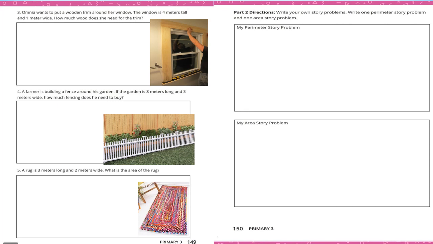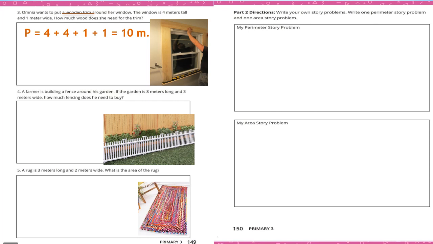She is putting a wooden trim around here. It's like the fence of the garden. So we are calculating here the perimeter. Perimeter of a rectangle is length plus width plus length plus width. So it will be 4 plus 4 plus 1 plus 1. The total equals 10 meters.